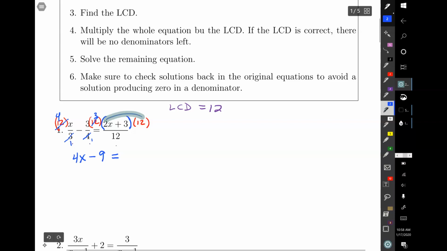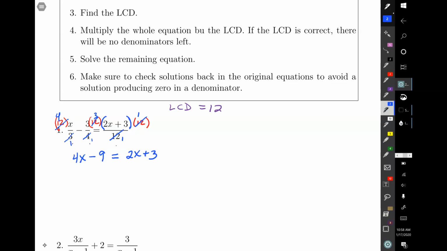Actually, we don't even need to distribute in this case, because we're going to reduce it, and we have 12 over 12, so that works out nicely. We just get a 1 there. So distributing a 1 is not going to affect anything. But if it came out to be a different number, for instance, you would have to distribute.